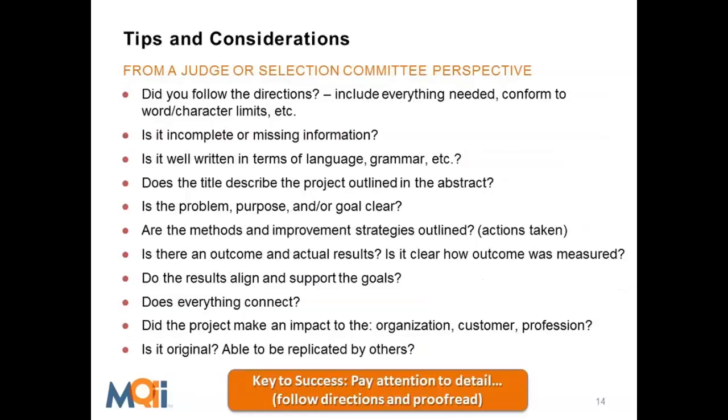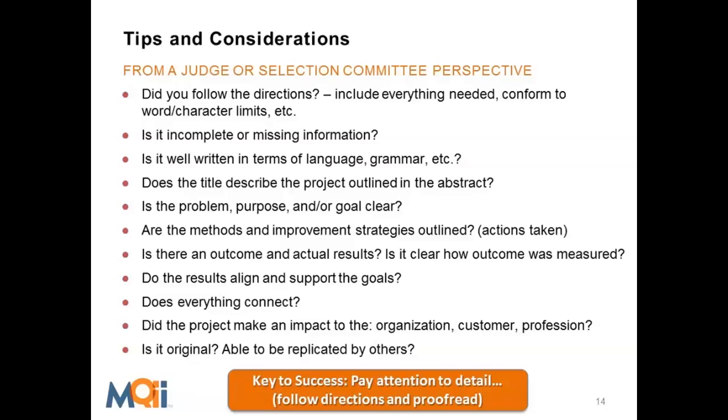First and foremost, did they follow directions? Was everything there, was it complete? Was it well written in terms of language, grammar? Does the title describe the project outlined? Many times it's the title that will bring the interest to the judges or those that are attending the conference to come and look at the poster.